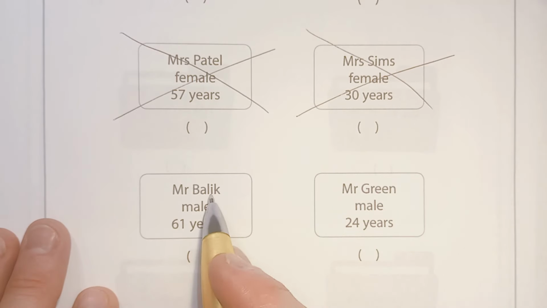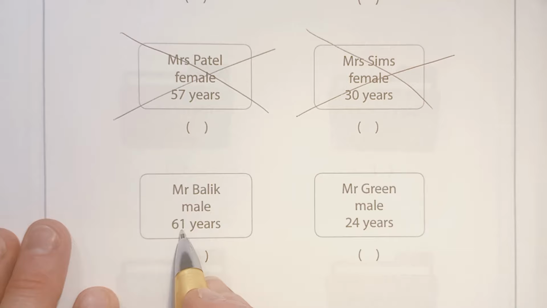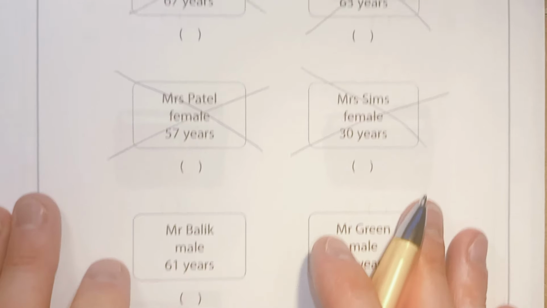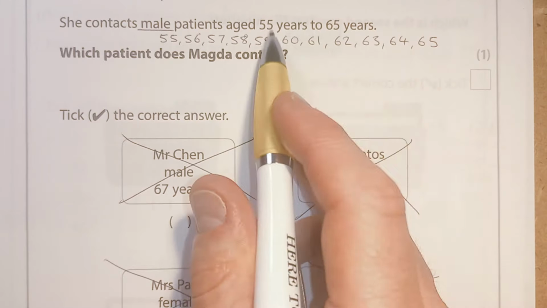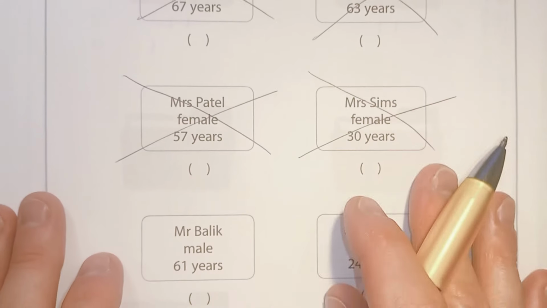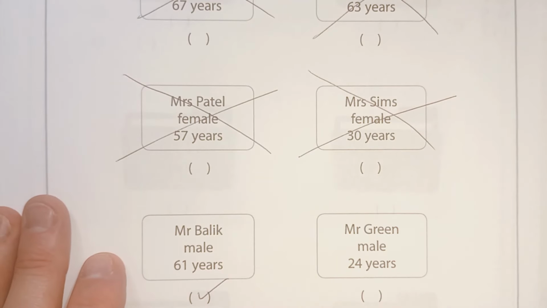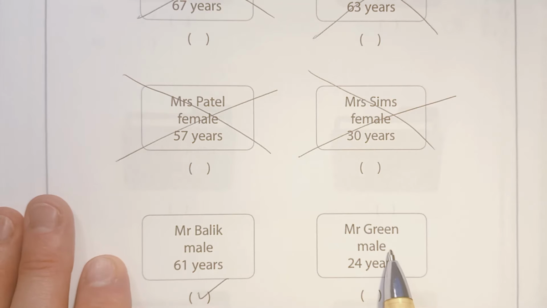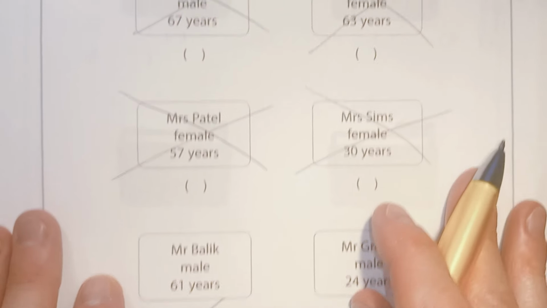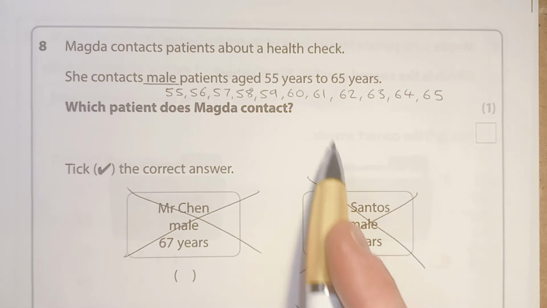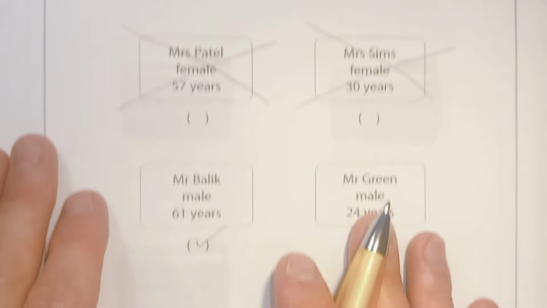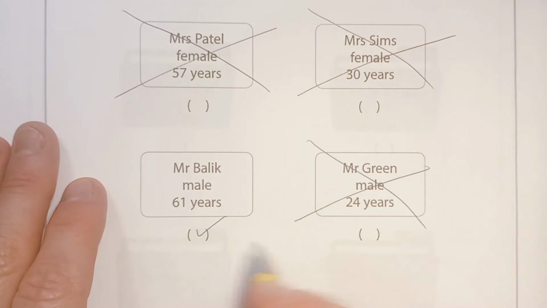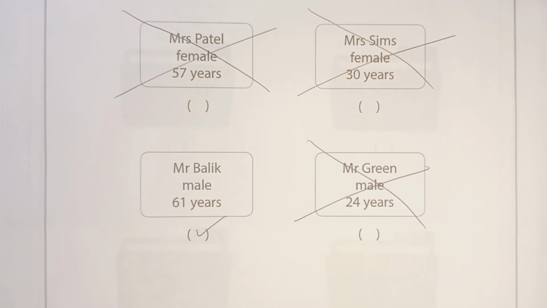So we've got Mr. Balak. Well, he's male, that's good. And he's 61 years old. Well, 61 is one of the values here, between 55 and 65. So it's looking like it could be Mr. Balak. But let's check the last value. We've got another male, which is what we want. He's 24 years old. Well, 24, no, that's not in this range. It's much smaller than 55. So we can cross off Mr. Green, and we're sure it must be Mr. Balak.